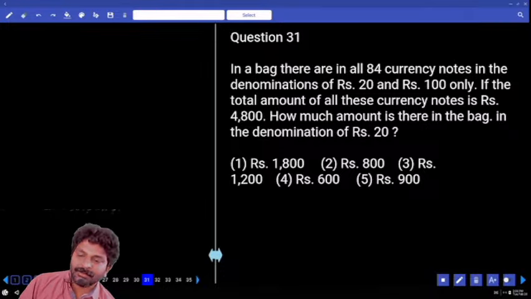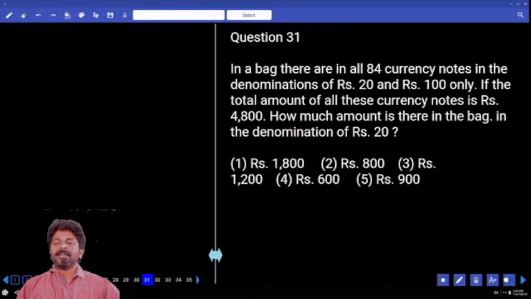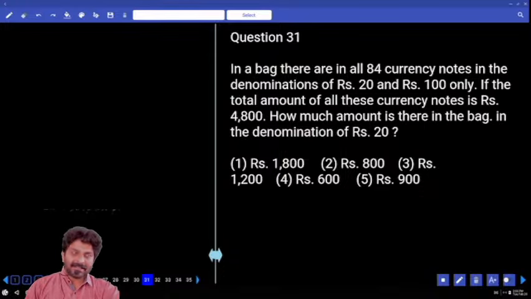Right, question number 31. In a bag there are 84 currency notes in the denominations 20 and 100 only. The total amount of all these currency notes is 4,800. How much amount is there in the bag in the denomination of 20 rupees? Right, so it is actually a single step answer.